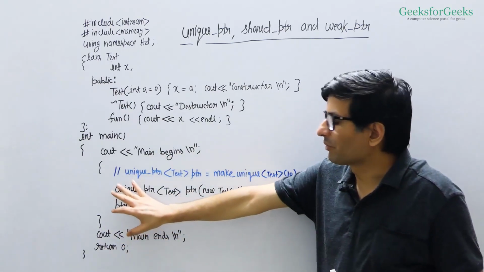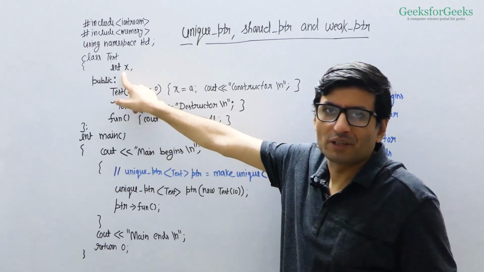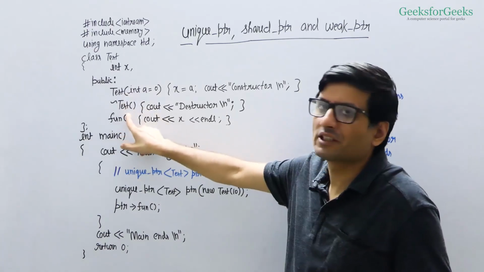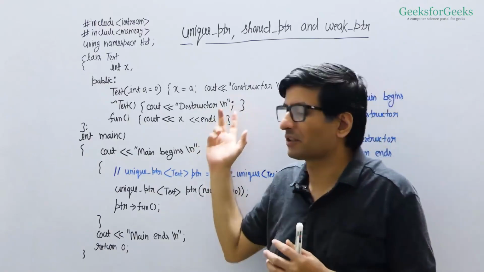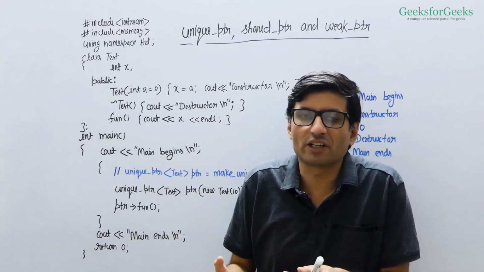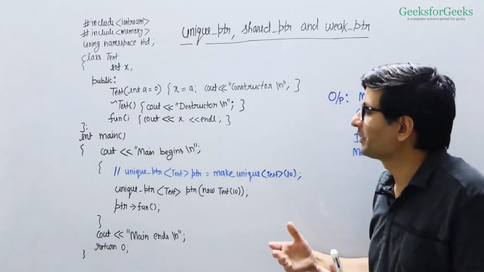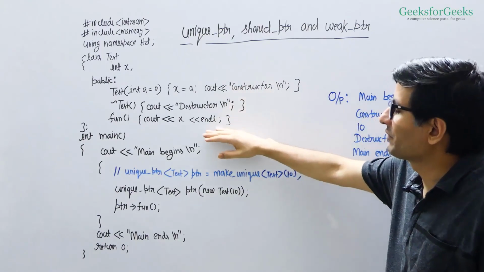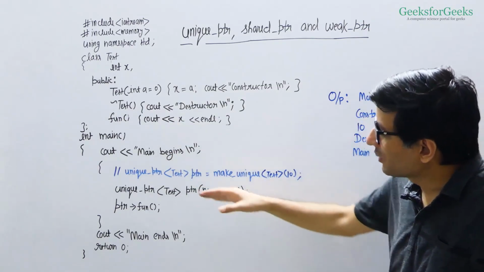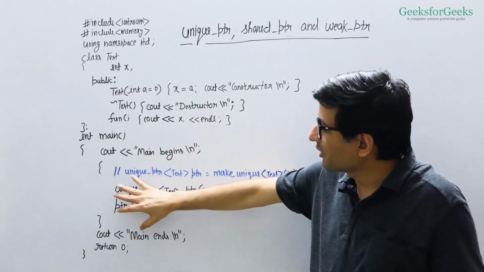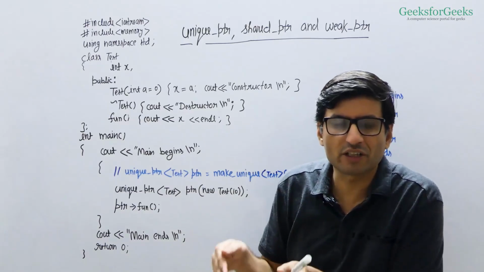Here is an example to demonstrate the working of unique_ptr. We have a class Test which has a member X. We have a constructor and a destructor. In the constructor, we have written cout constructor. Ideally, we should not be writing print statements in a constructor and destructor; the purpose here is only to explain the working. Then we have a function fun, which prints the value of X. In the main function, we write main begins, and then we write this code inside curly brackets, so they create a scope.